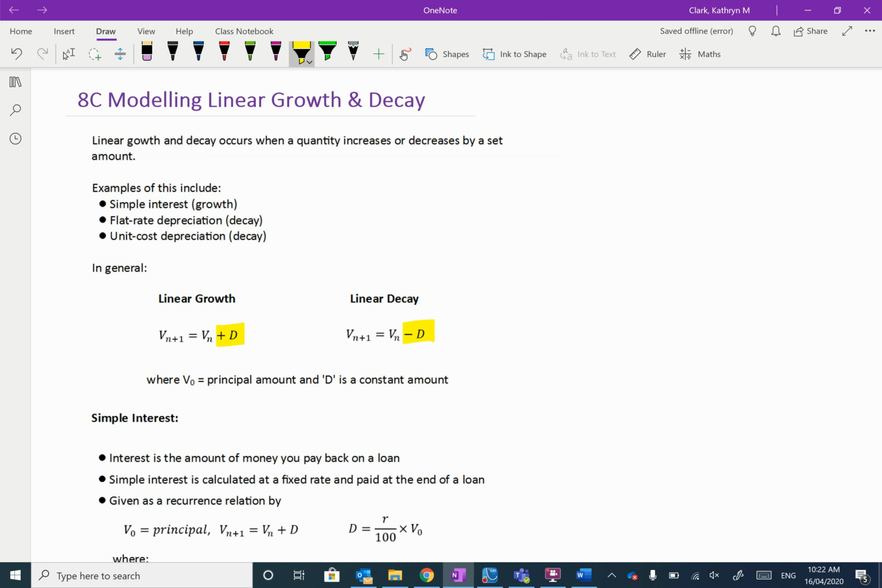Okay. So there are two steps to setting up these equations. First of all, you need to identify your starting value, which is the amount of money that you're going to start with, and then you're going to need to do a calculation to work out the amount of interest or depreciation that is going to be added or subtracted from your total.